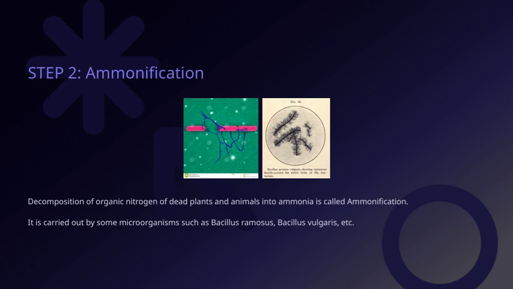It's a vital step in the nitrogen cycle because it converts organic nitrogen into inorganic ammonia, which can then be used in subsequent processes like nitrification. So, through this process, microorganisms help recycle nitrogen, ensuring it remains available in the ecosystem for new plant growth and maintaining the balance of the nitrogen cycle as part of the larger picture of nutrient cycling.